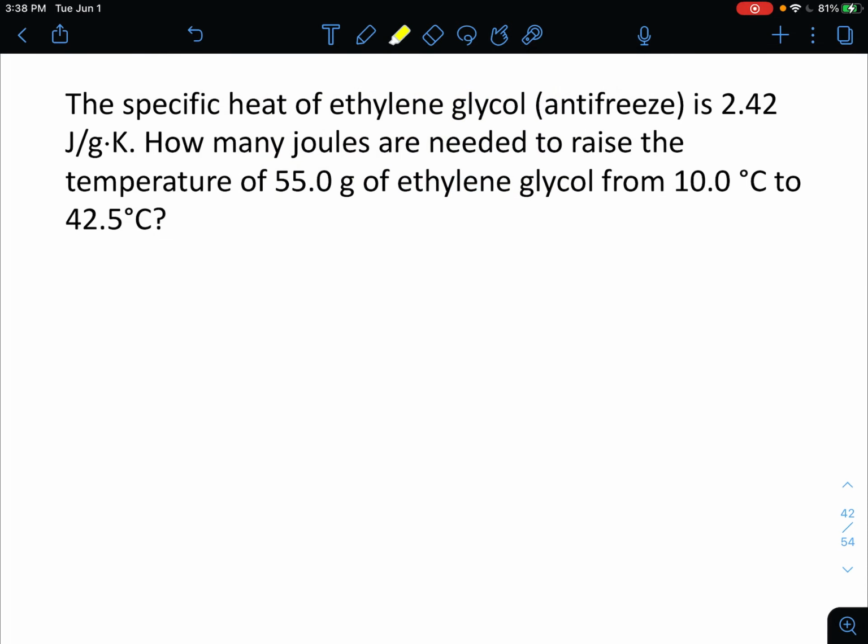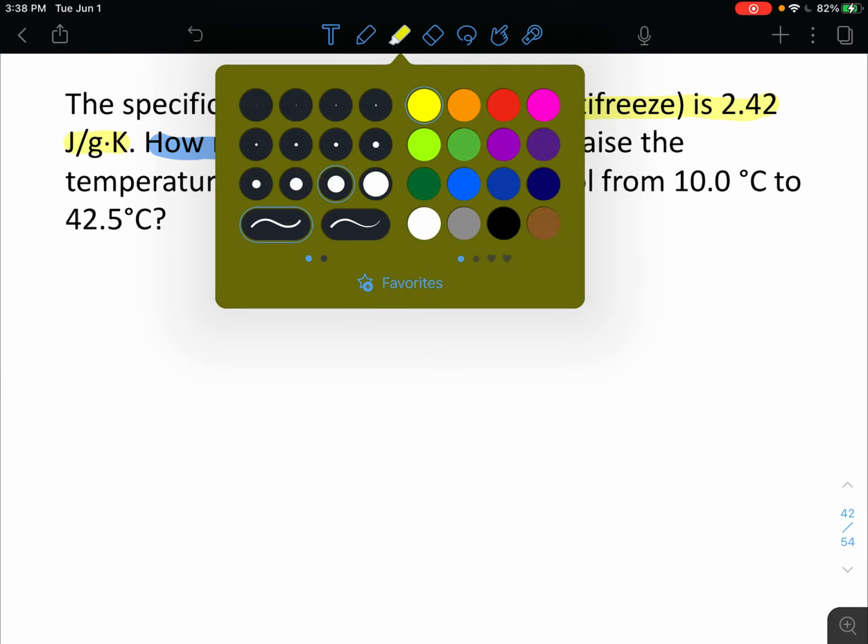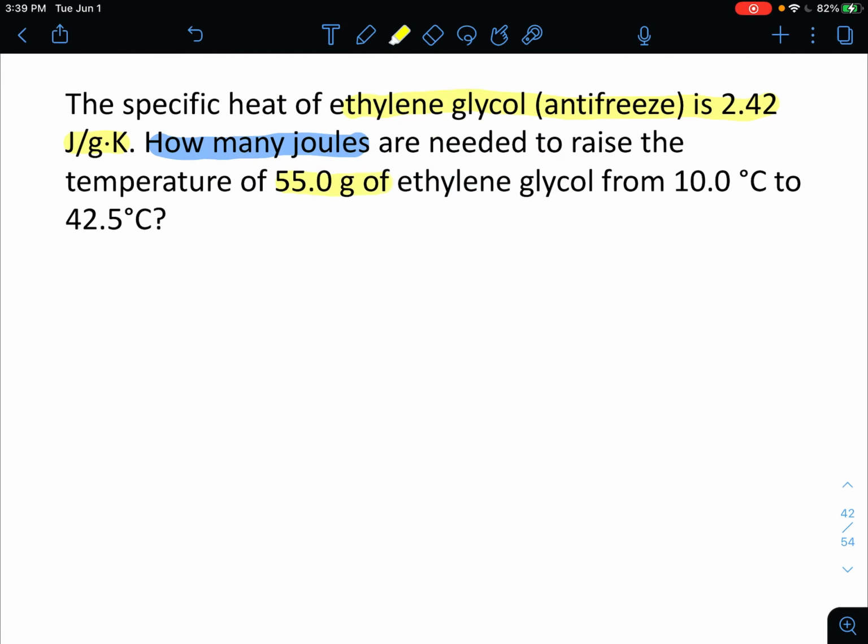It tells me the specific heat of my liquid is 2.42 joules per gram per Kelvin. How many joules are needed? So that's my question again, like last time. How many joules are needed to raise the temperature of 55 grams of this ethylene glycol from 10 degrees Celsius to 45 degrees Celsius? So this is going to look a lot like what we just did, right? It's basically the same problem with new numbers.